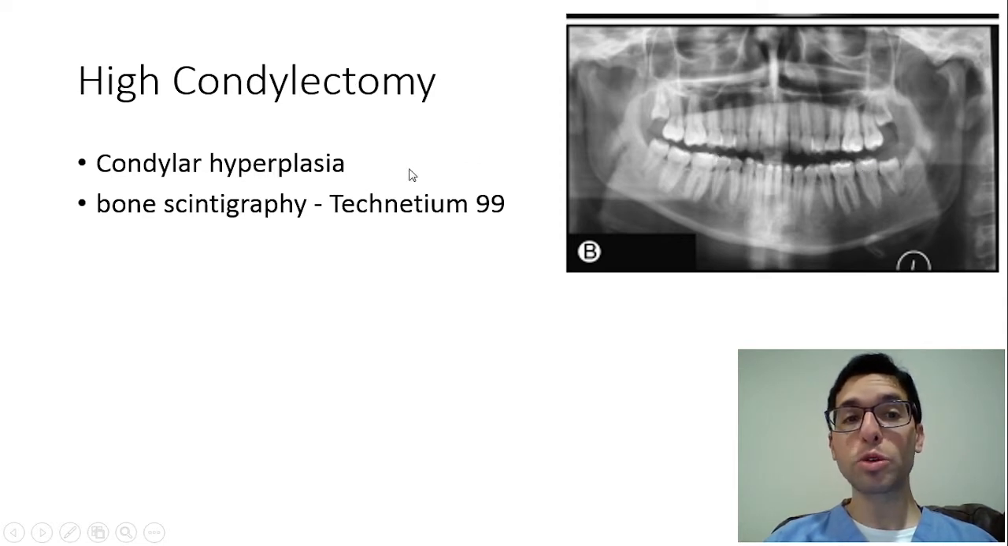It can be diagnosed with bone scintigraphy, or you can use a technetium 99 scan if you're trying to look for active growth. Now, there is some discussion as to whether this should be treated during active growth or if you want to wait till it burns out and the growth has ceased. Different approaches, but the high condylectomy is designed for treating active growth.